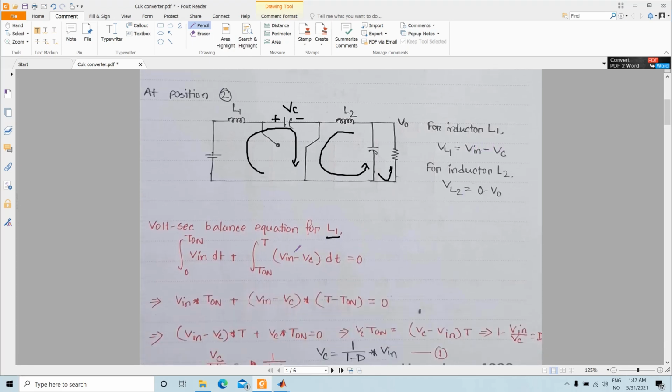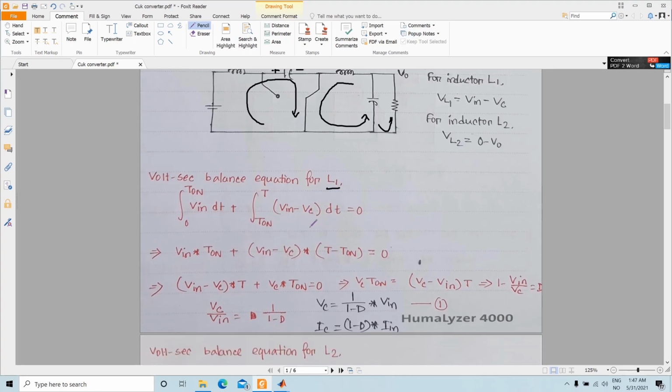So if you integrate it, and do the algebraic manipulation, then you end up with an equation which relates your V in and Vc. That means you have a relationship between your capacitor voltage Vc and the input voltage V in with respect to the duty cycle, like this.